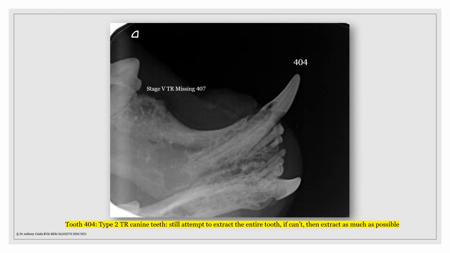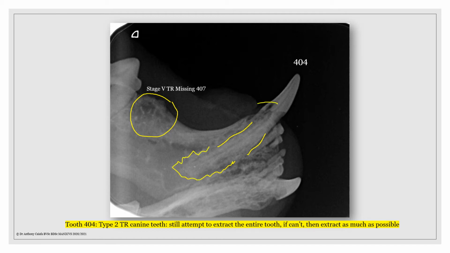This is another example of a type 2 tooth resorption. If you look here in the premolar area, we've got a missing tooth 407. So there's resorbing root in this area, and the gingiva should have healed over that. We have a type 2 tooth resorption. So in tooth 404, if you follow the periodontal ligament, you start to lose it in this area here. So we're losing it in all this area of the root of the tooth.